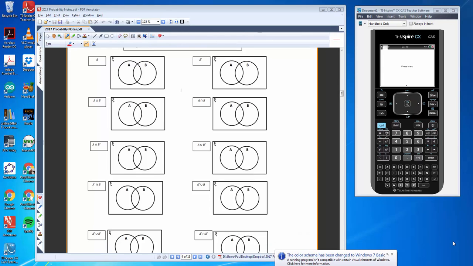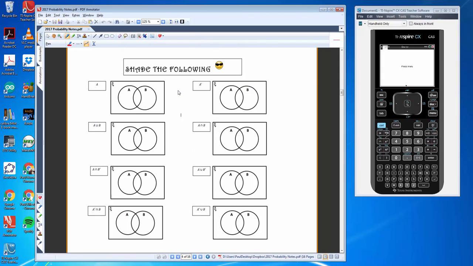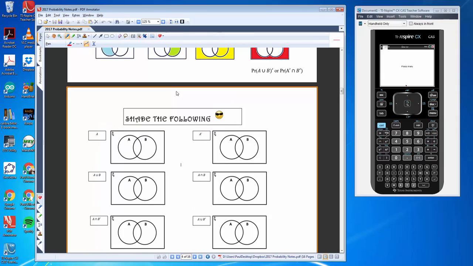Alright, hey methods girls. Now what you're going to do today is use Venn diagrams to answer a bunch of probability questions. So you need to know how to shade them. So you need to add to your notes. As you're going along with your notes, watch this video and annotate them.